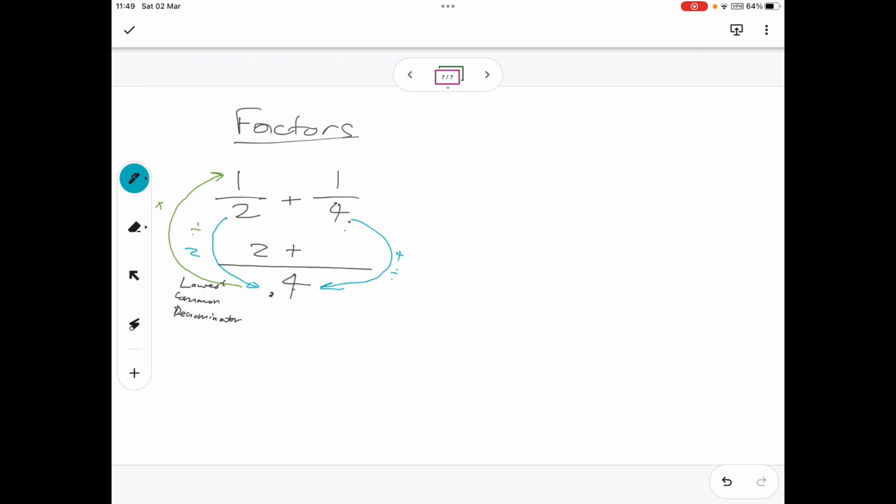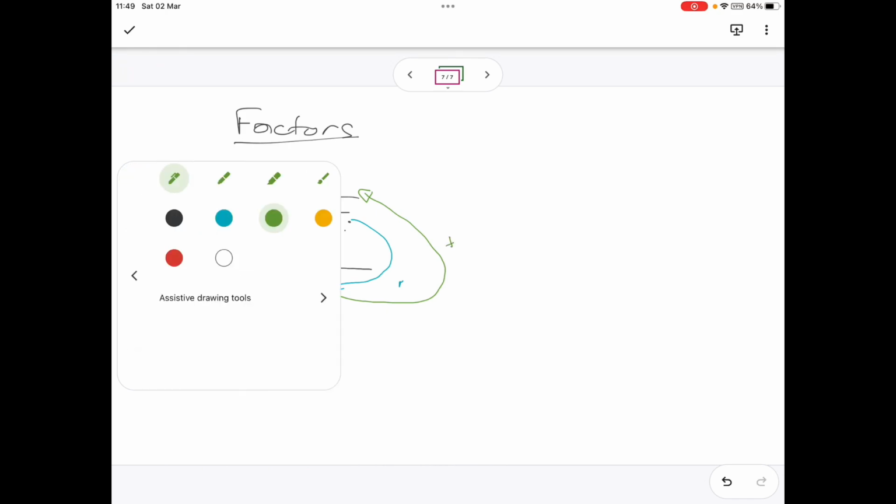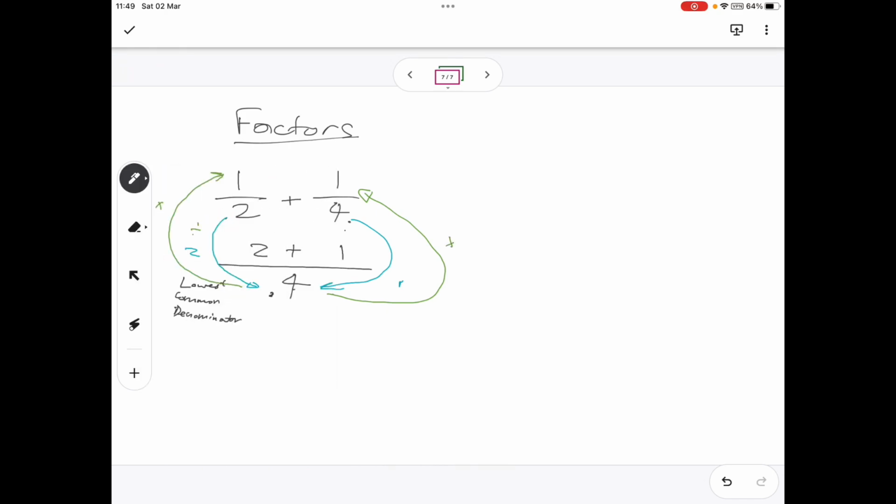And then we ask ourselves the same question again. How many times does 4 go into 4? It goes in there once. So we take that once and we multiply it by the 1 there. 1 times 1 is 1. Now our final answer becomes 2 plus 1, which is 3 over 4.